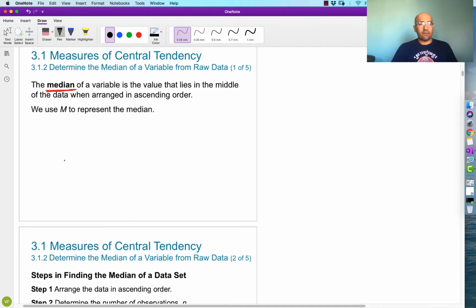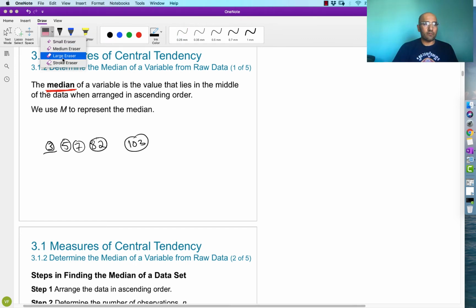Well, okay, let's first of all write down some examples of what we're talking about. So let's say that we have a very small list and they're already in order. So say, for example, we have the numbers 3, 5, 7, 82, and 103. Say we have these values here. So they're in order from the smallest to the largest. We're going to have to label them. This thing's really messy. I'm going to erase this whole thing.